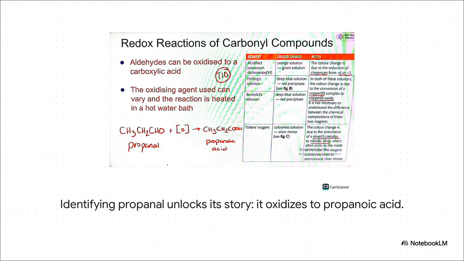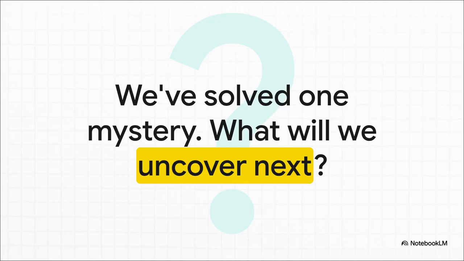So, why does this all matter? Well, because identifying a molecule, giving it its name, unlocks its entire story. We now know our propanal can be oxidized to form propanoic acid. We can predict all of its other reactions. The identity tells us everything about its behavior. We've cracked the case of the unknown liquid. But this process, this observation, testing, and deduction, that is the very heart of chemistry. It reminds us that every substance in the world has a hidden identity and a unique story just waiting to be told. The only question is, what will we uncover next?